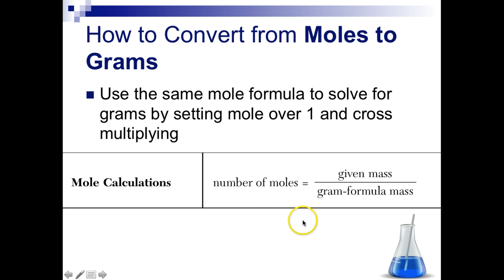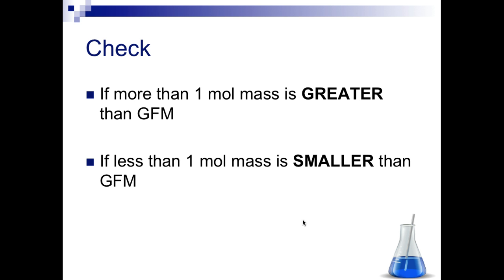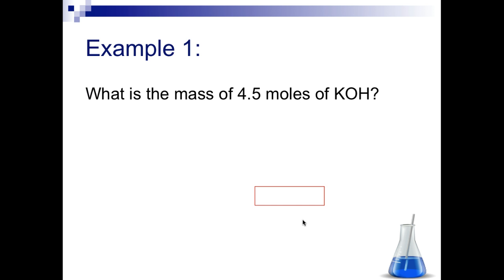So we're going to end up crisscrossing and multiplying and dividing, which you're familiar with. There's a couple of things that I want you to remember. If you have more than 1 mole of a substance, the mass that you calculate should be greater than the gram formula mass. If you have less than 1 mole of a substance, then the mass is going to be smaller than the gram formula mass that you calculate. What does that mean? Let's check.